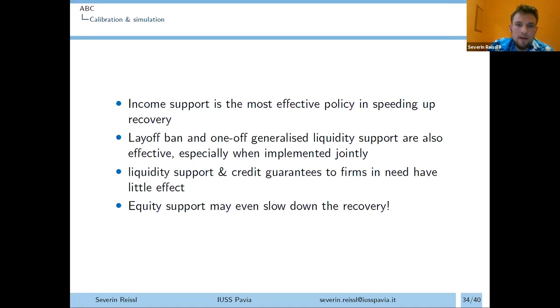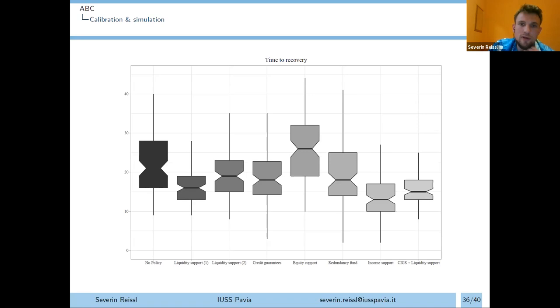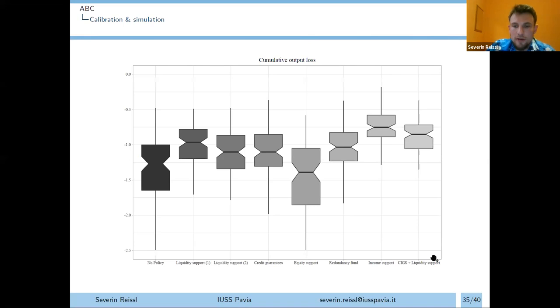But be that as it may, this graph here provides a quick overview of the effect of the different policies that I just mentioned in terms of first cumulative output loss and then the average time to recovery. So you can see that especially with the income support and with the layoff ban combined with generalized liquidity support, the cumulative output loss from the lockdown and epidemic is much smaller than in the baseline case. Whereas under equity support, we find that the output loss actually may become slightly worse.